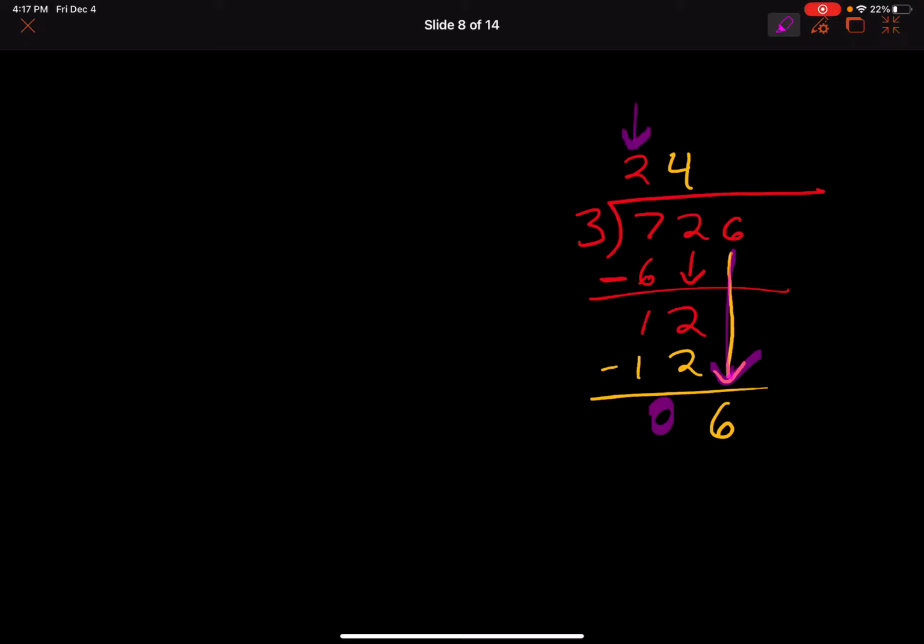And notice that this is in the hundreds place, the 2. The 4 is in the tens place, so that is the 40. And then the 2 is in the ones place there. So 2 times 3 is 6, and then that would be the 0.